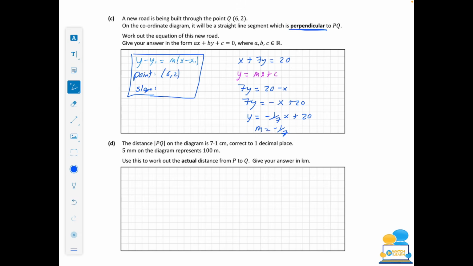You could have also rearranged it to be in the form ax plus by plus c is equal to 0. We'll do that quickly here. That would give us x plus 7y minus 20 is equal to 0. Slope is equal to minus a over b. There's a 1 in front there, so slope is equal to minus 1 over 7. You get the same answer either way, whichever one you prefer.